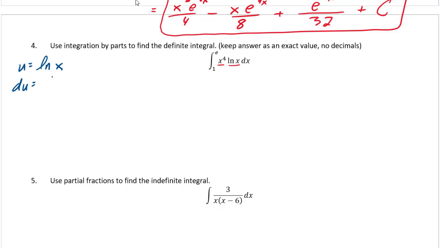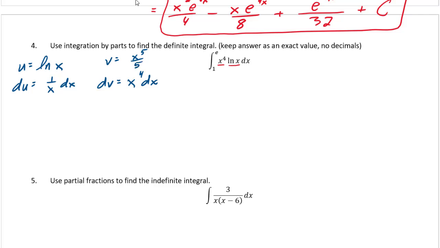So that is kind of the only thing we can really do, is just go ahead and let the u be the natural log of x, so I can get the du of 1 over x times dx, and then everything else must just be the dv. So for this one, it would be x to the 4th dx, and integrating that going backwards would become an x to the 5th over 5.